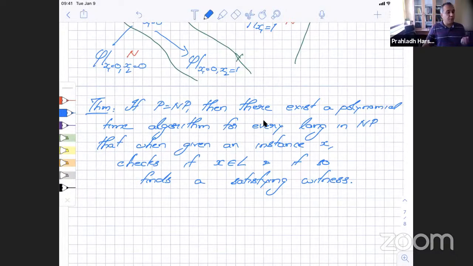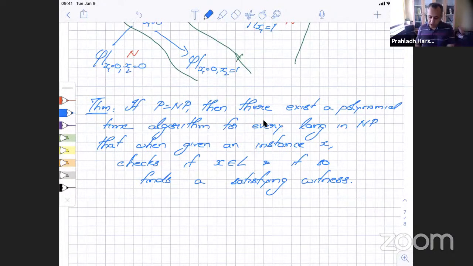I'm writing this for every problem in NP. What I showed above does it only for SAT. But now you use the parsimonious reductions of Cook-Levin. Any problem in NP, first reduce it to SAT, do this, and at the end you get an assignment for SAT. From that assignment, you can pull back a satisfying witness for the original problem. So P equals NP not only solves the decision problem, it also solves the search problem.